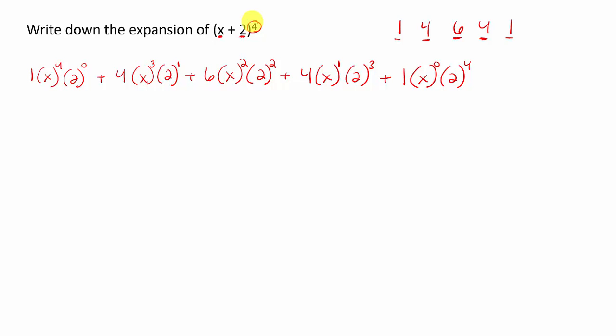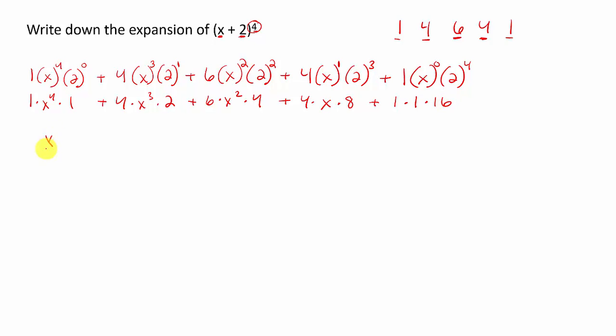Okay, and so basically now we just need to simplify this. So 1 times x to the 4th, and then anything to the 0 power is 1, so times 1. This is going to be 4 times x cubed times 2, which you can see there. So plus 6 times x squared times 2 squared is 4. This is going to be 4 times x, and then 2 cubed is 8. 1 times anything to the 0 power is 1, and 2 to the 4th is 16.